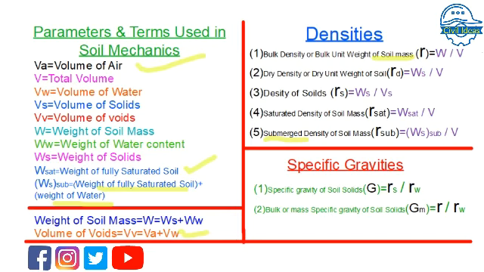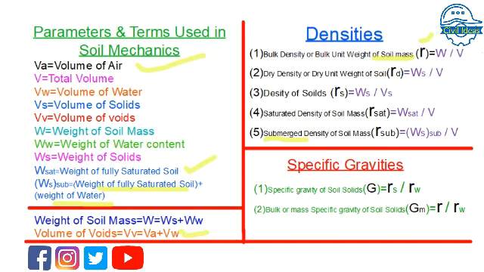Soil mass means the whole soil mass in which we consider the voids and the solids. But in soil solids, we only consider the soil solids, not the voids. So for bulk density, you have to consider the soil mass. This is represented by gamma. I write it here, this is gamma, but I write it represented with an R. So this is W divided by V.